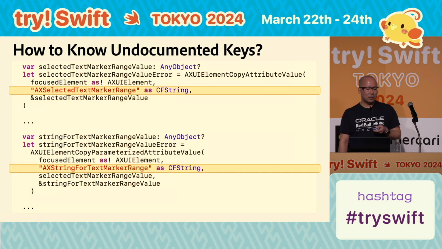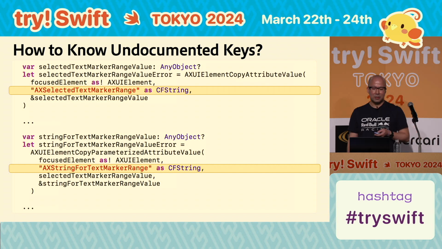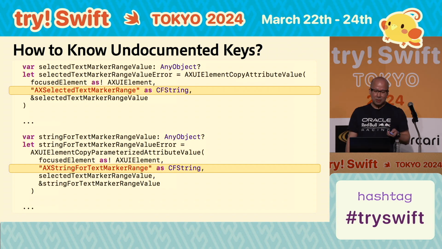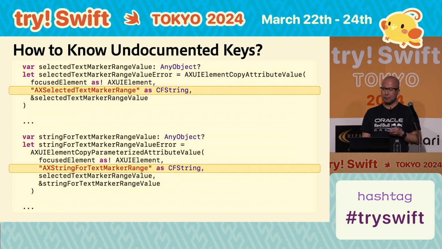These keys are not defined as constants. How do we know these undocumented keys? There's an API to search the names of such keys that are not defined as constants.